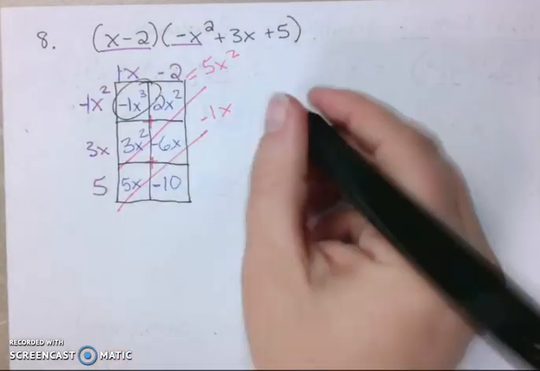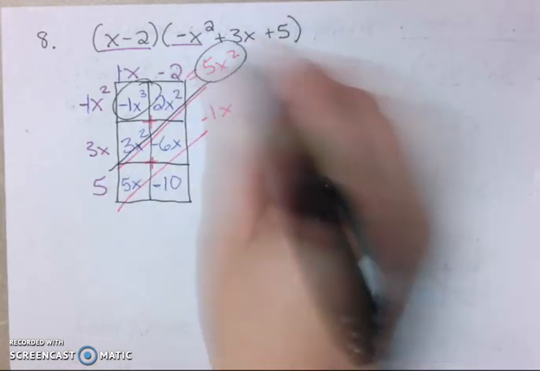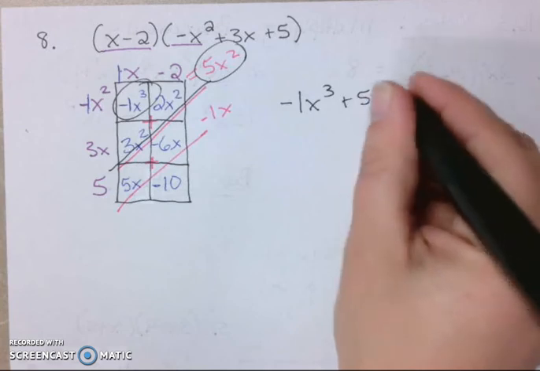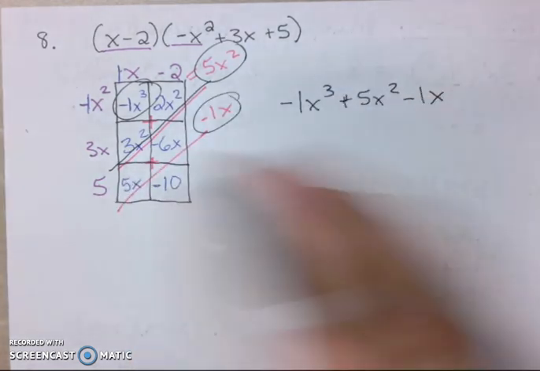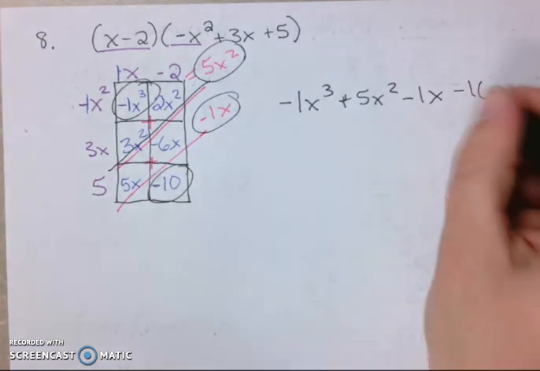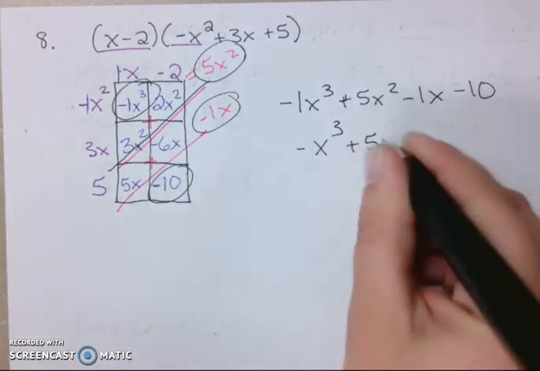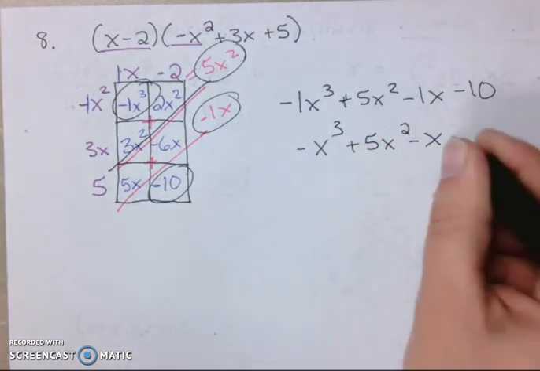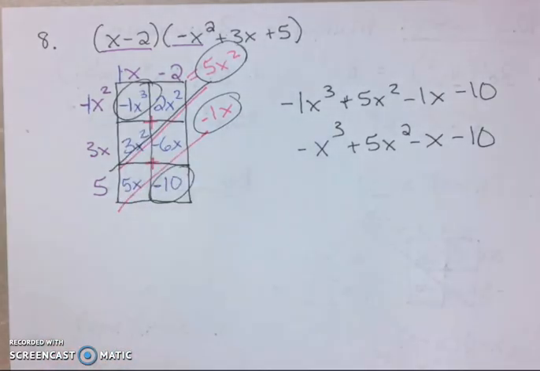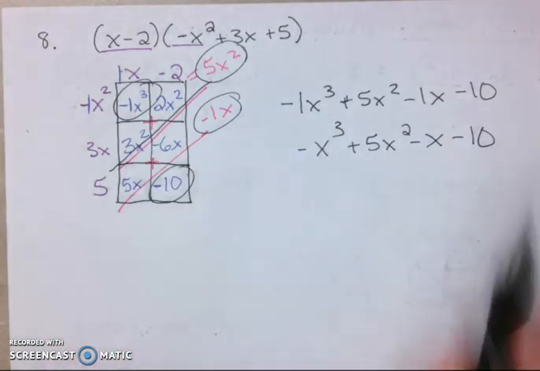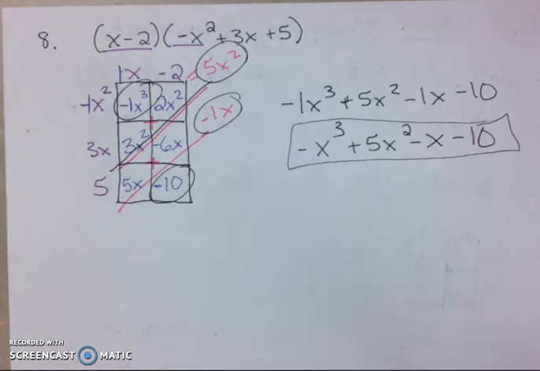So we have negative 1 x to the third, and these added up to be plus 5x squared, and these added up to be negative 1x, and then we have minus 10. I'm just going to rewrite it without the ones. So notice we have 4 terms now, the way we had our boxes. They're all unlike terms, so I am done, and this would be the answer. So kind of cool how it worked out the same way.